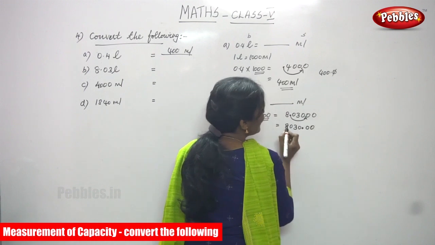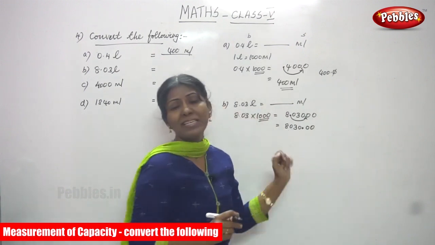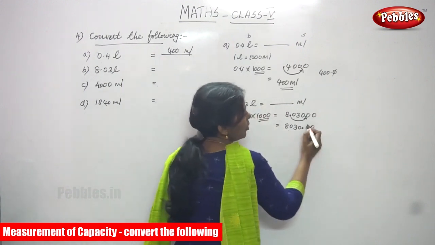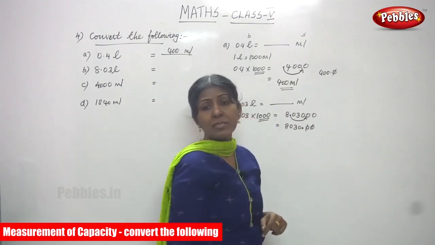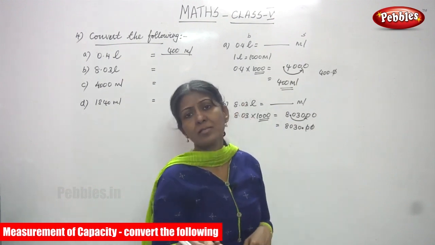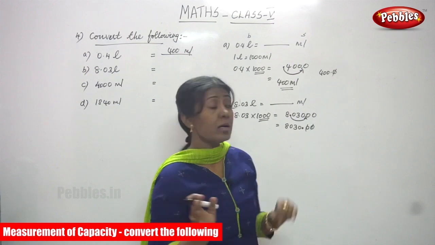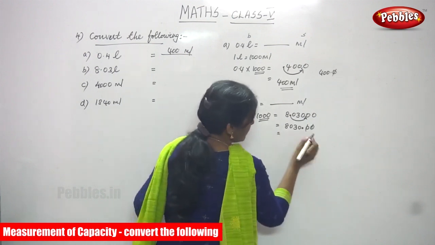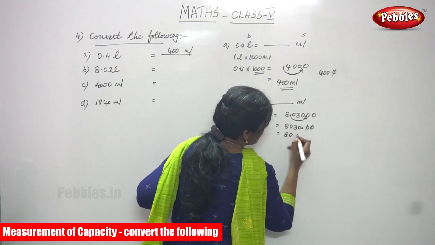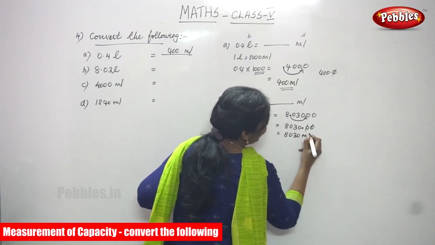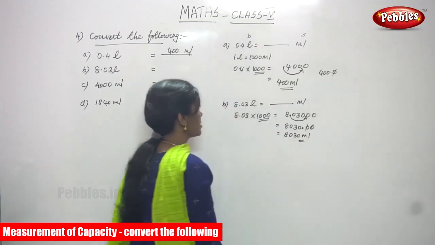8030.00. That means 8030 milliliter. So after the point you should not consider the zeros, because there is no value for the zeros. So why should you consider the zeros? So no need to write, just quit. So after that, just left over 8030 milliliter. This is the right answer for the question.